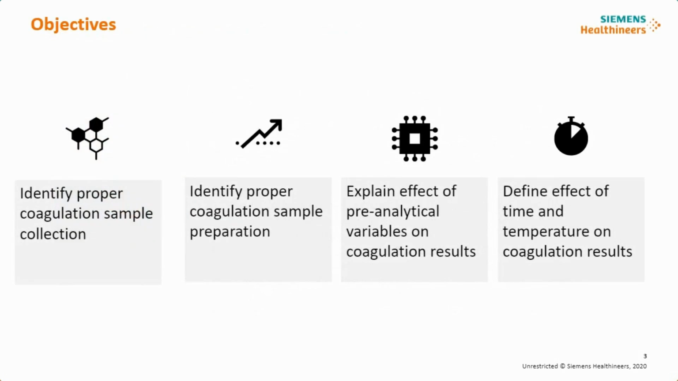Thank you, Jackie, for that introduction. Before we start our presentation, I'd like to start off with some learning objectives for today's talk. The first thing we are going to try is to identify proper coagulation sample collection techniques, as well as how to identify proper sample preparation for coagulation testing. In addition, we'll explain some of the effects of pre-analytical variables on coagulation testing, and finally define the effect of time and temperature on coagulation results.